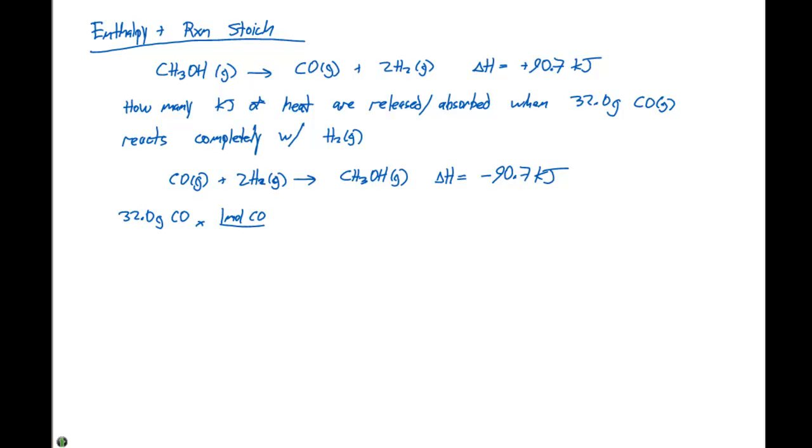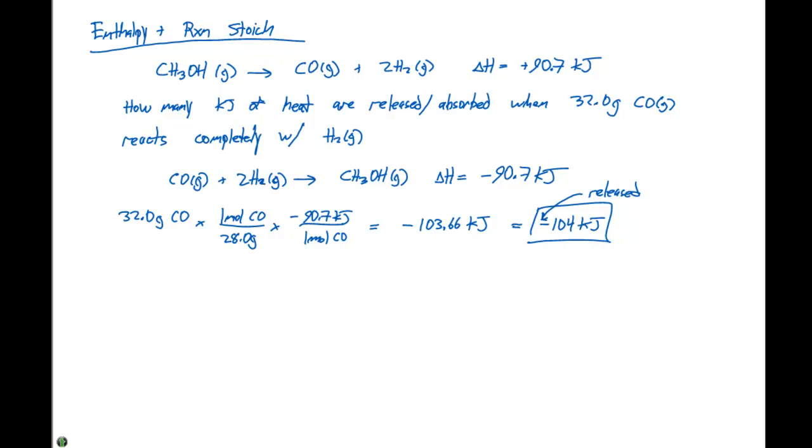Using the periodic table, 1 mole of CO is going to be 28.0 grams times negative 90.7 kilojoules of energy are going to be liberated when 1 mole of CO reacts. So this is going to give us negative 103.66 kilojoules, or if we go to 3 significant figures, negative 104 kilojoules of energy. And this is going to be energy, since we have a negative sign, that's released. So 104 kilojoules of energy is released when 32.0 grams of carbon monoxide reacts completely with hydrogen gas.